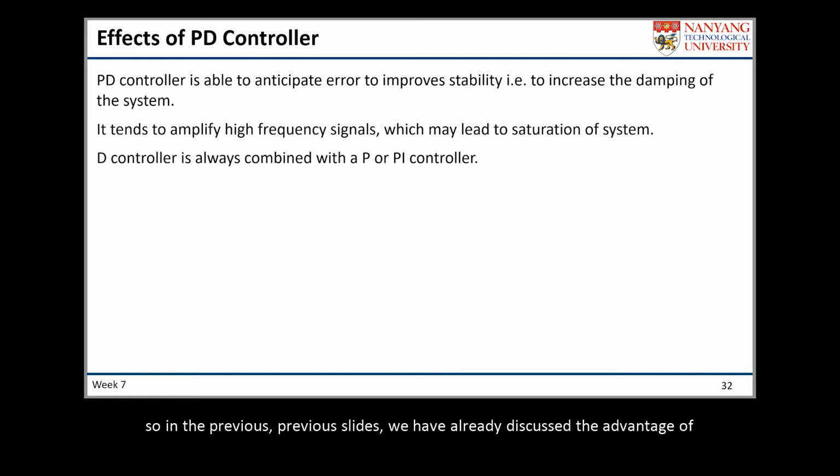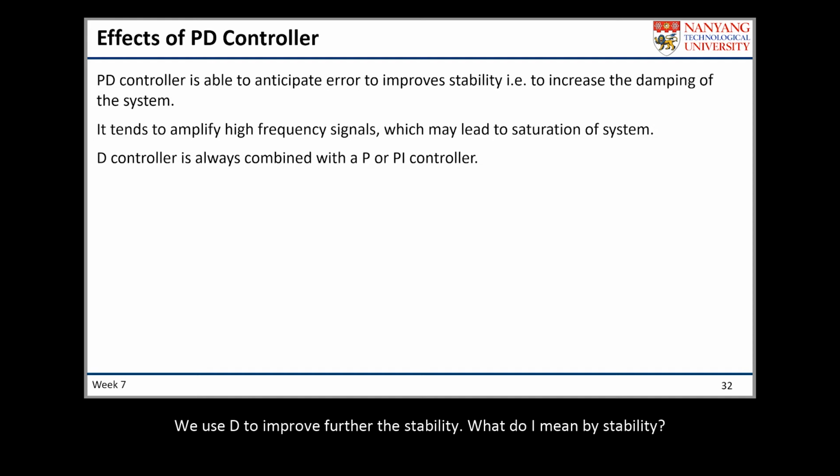In the previous slides, we have already discussed the advantage of using P and the advantage of using I. I mentioned last time, you use P if you want to improve the transient performance, to make your system response faster. You use I if you want to improve the steady state performance, the accuracy of your system even further. But then why do we use D? We use D to improve the stability further.